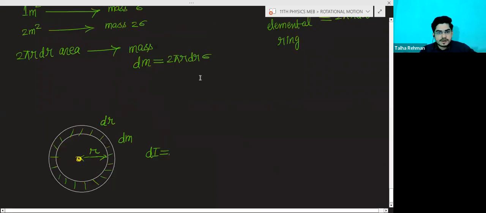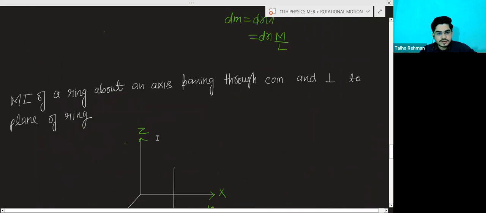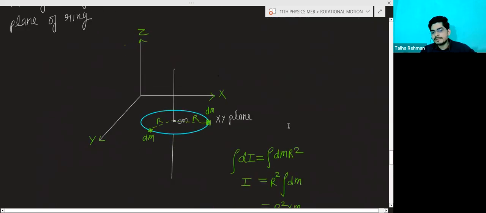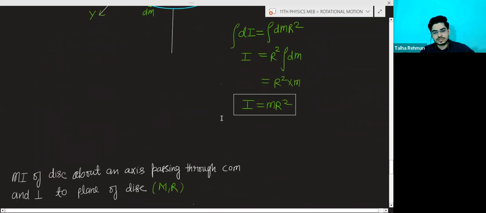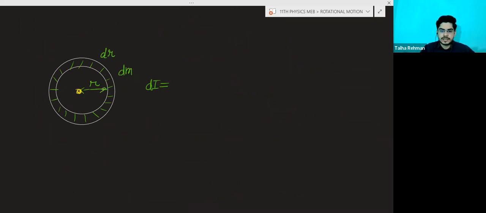Basically, you can see here, this is a ring, na? So what is the moment of inertia of the ring? M into R square. Simple. So this is a ring, na? So what is the mass? What is the mass? M into R square. Simple. So here you will write dm into R square.